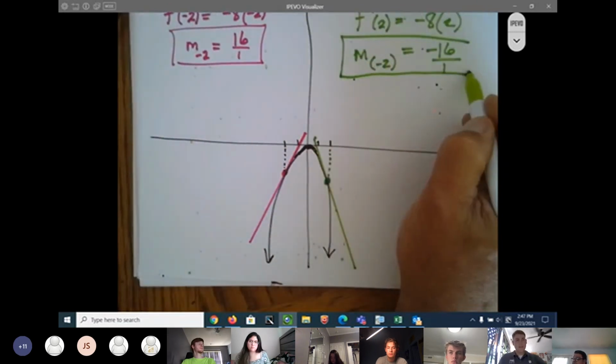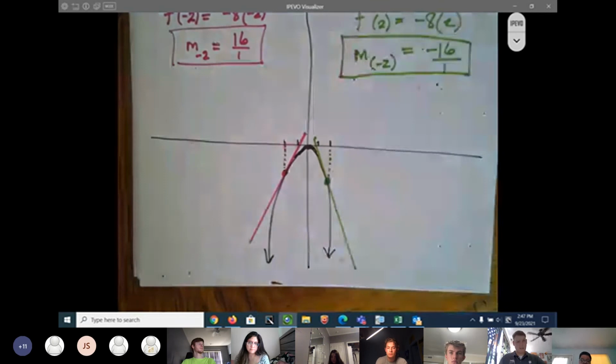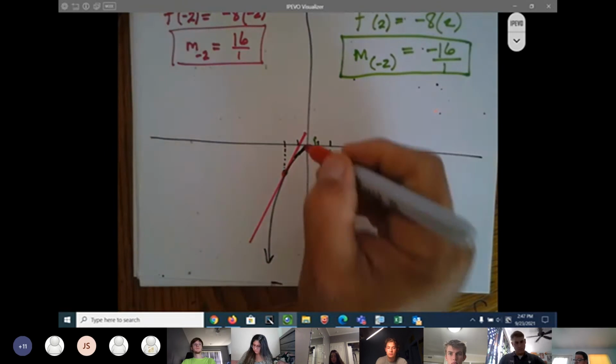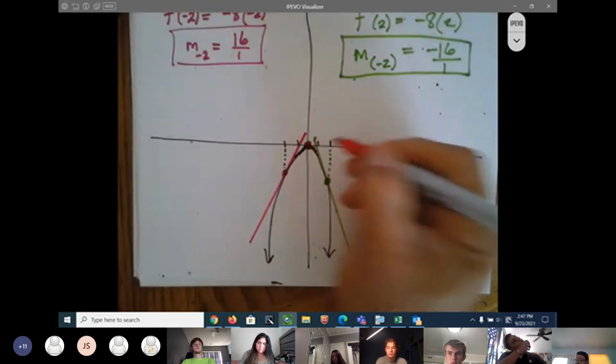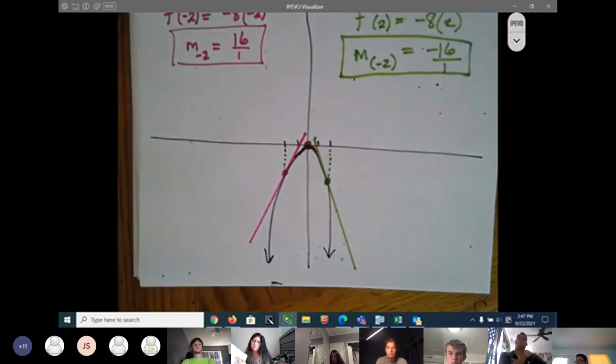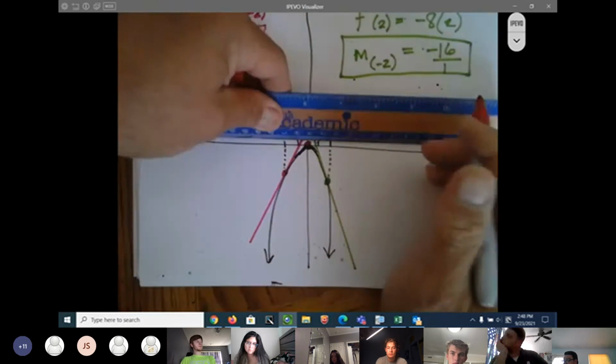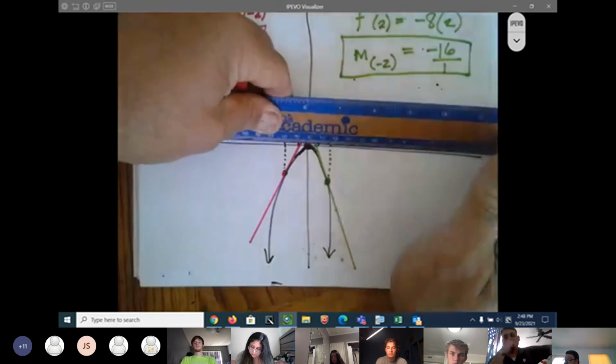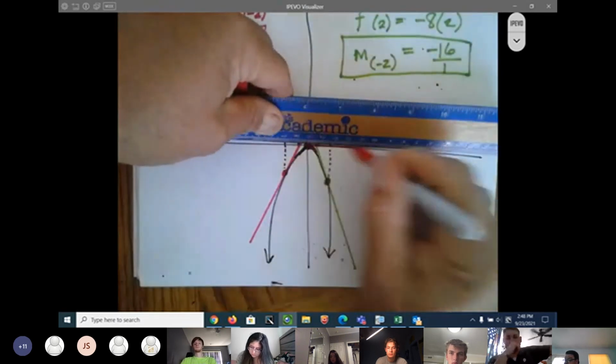Now I'm going to show you something that's very important for you to write down and put in your notes. What is the tangent line at the vertex? Well, somebody can just eyeball it and tell me.